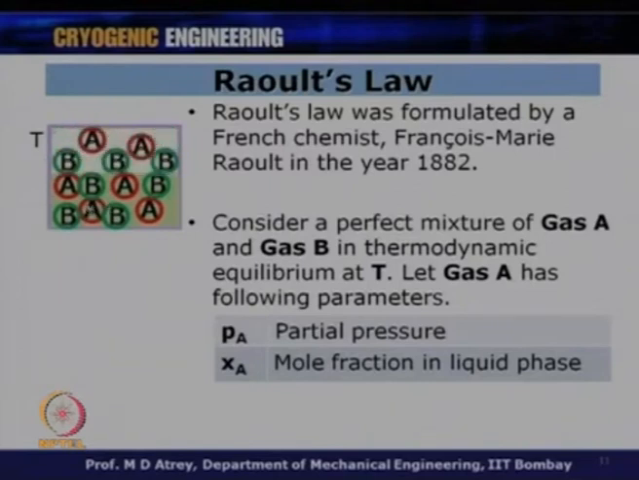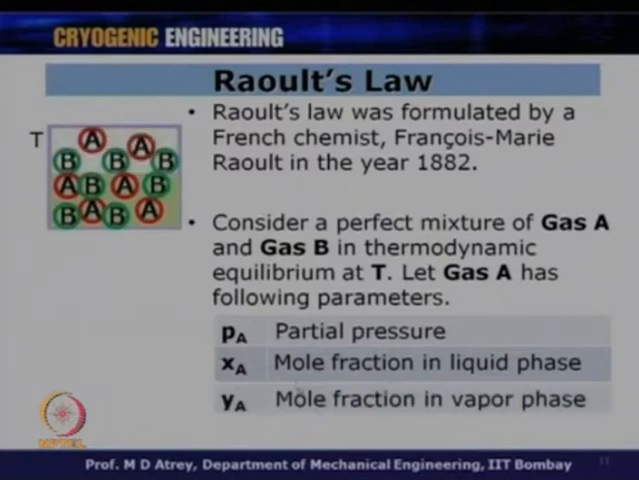Now, we are talking about both liquid and vapor over here, and therefore the component we identify in liquid is XA. So, XA is the mole fraction in the liquid phase, while YA is the mole fraction in the vapor phase. Because we have both phases, we have the concepts of XA and YA. Similarly, we will have XB and YB for gas B.